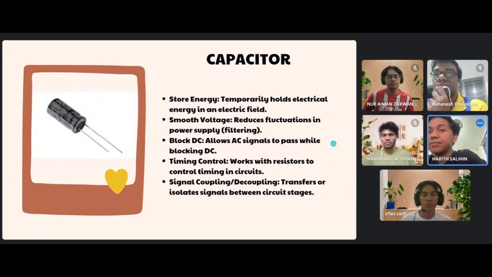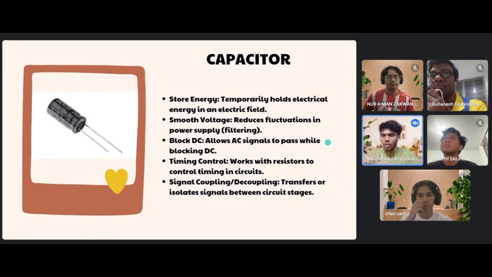Next one. Okay, I'll be talking about the capacitor. The capacitor's most important role is to store energy. It temporarily holds the electrical energy in the electric field. In our daily appliances, we can also see a capacitor is actually there. It also provides a smooth voltage flow by reducing the fluctuations in the power supply.